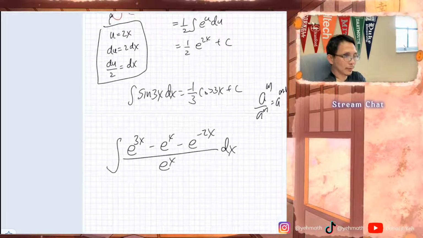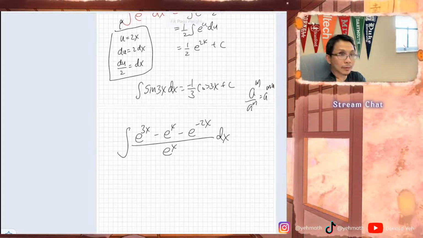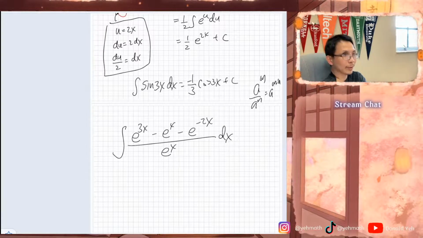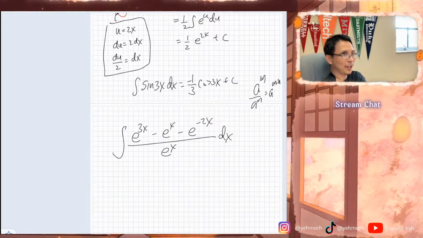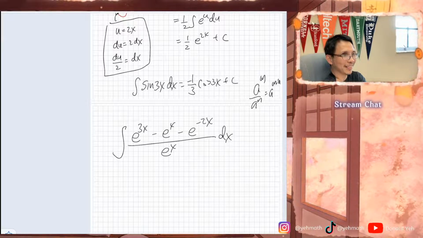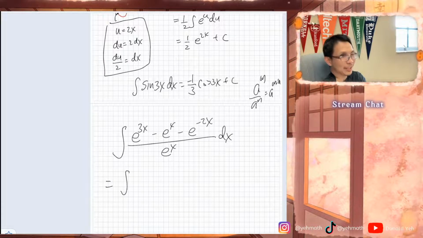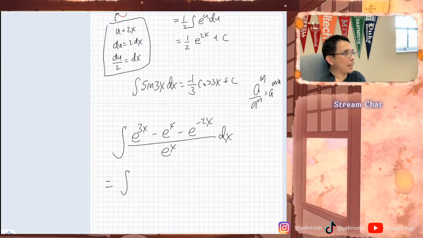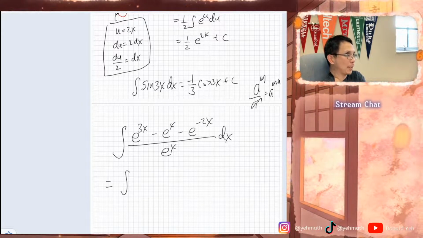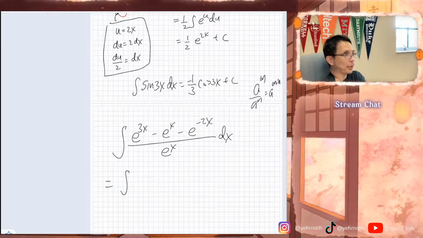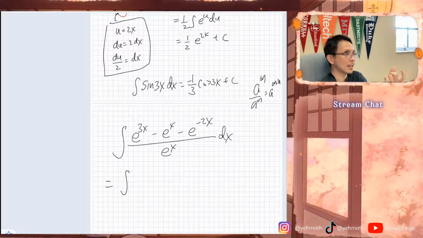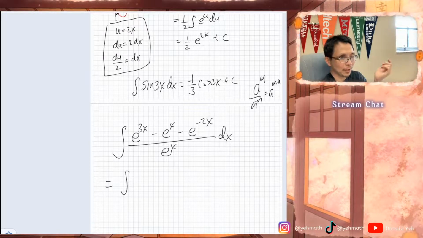It's not long division. You didn't do long division, did you? No. Long division only if the bottom is a binomial or trinomial. If the bottom is a monomial, it's always split into pieces. And you split the pieces, you just do each individually.